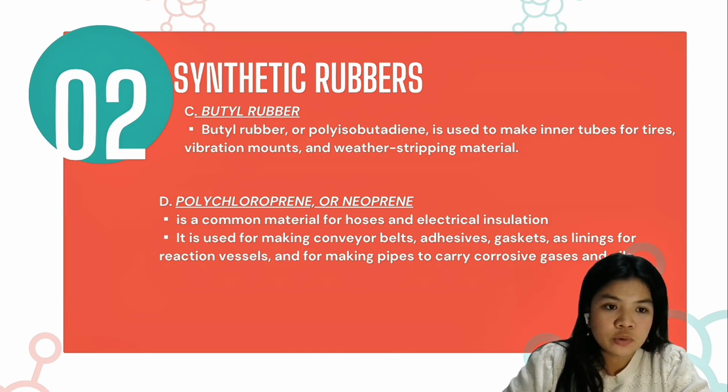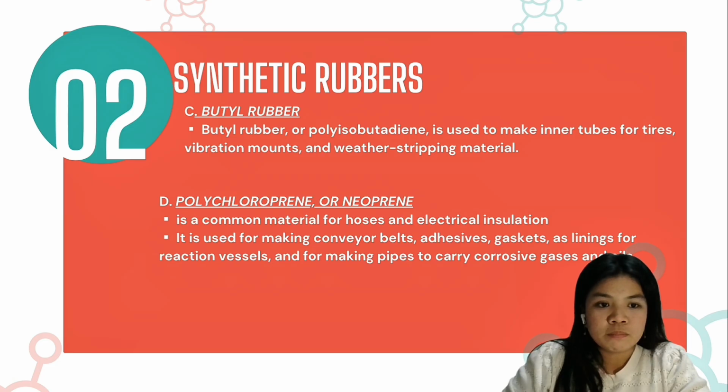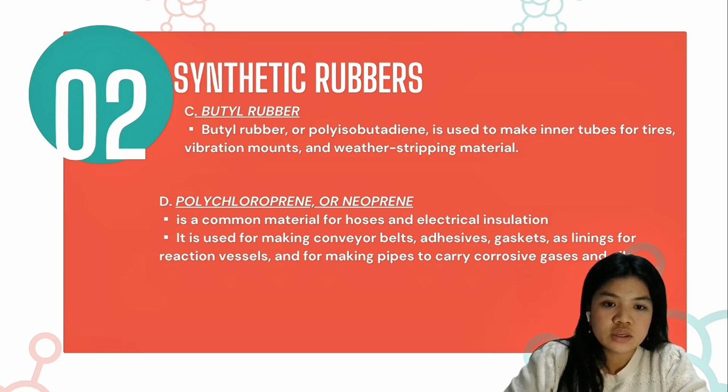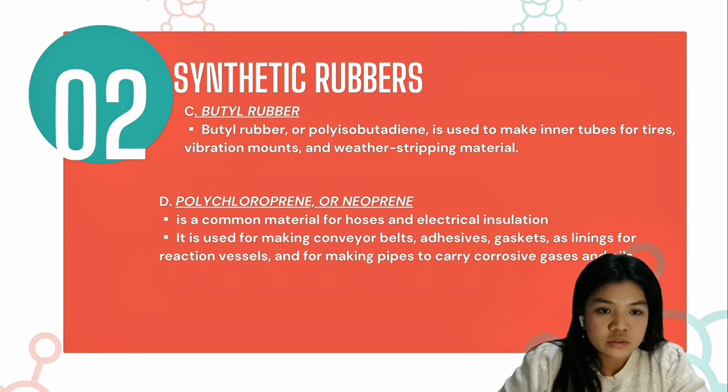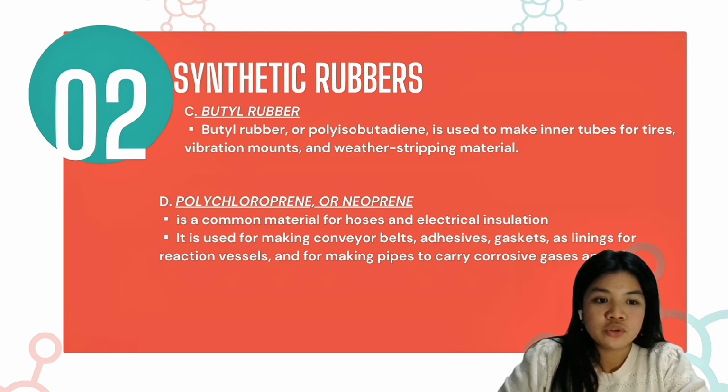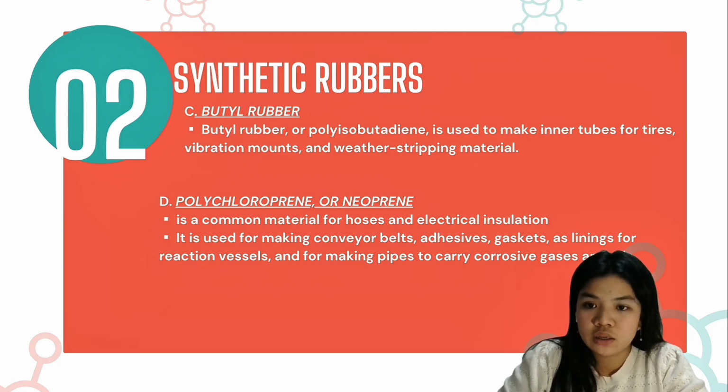Then last, polychloroprene. Why is this used in hoses and pipes? It is selected for its superior chemical resistance. It can carry corrosive gases and oils that would dissolve or degrade other types of rubber. Then, it is a durable material that maintains its integrity under constant mechanical movement and exposure to harsh industrial fluids. That's why it is better to use for conveyor belts, gaskets, or lining in reaction vessels.